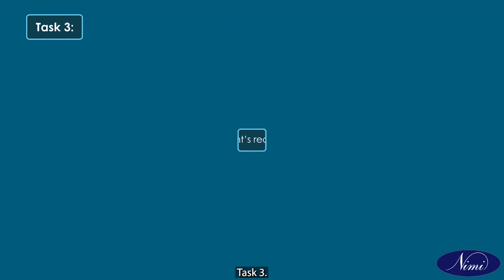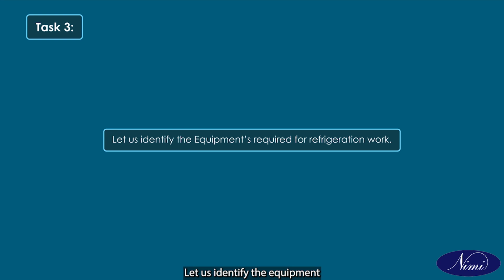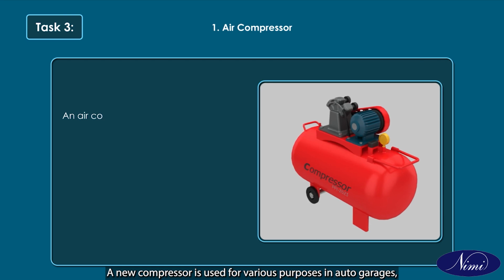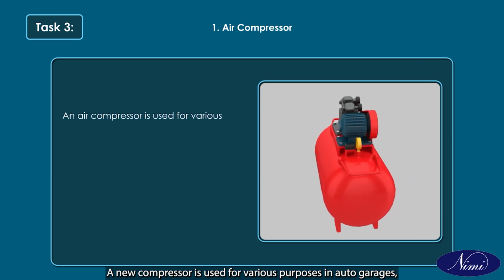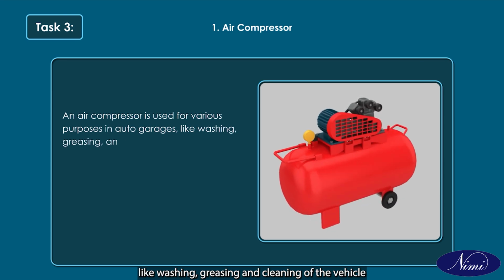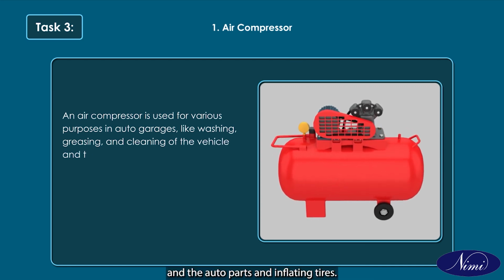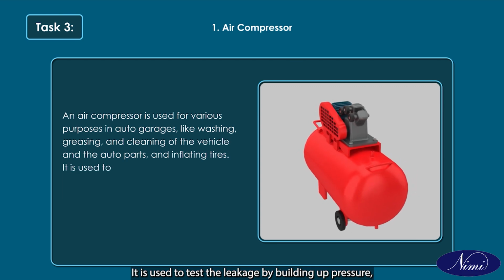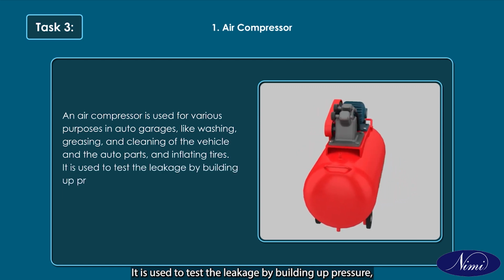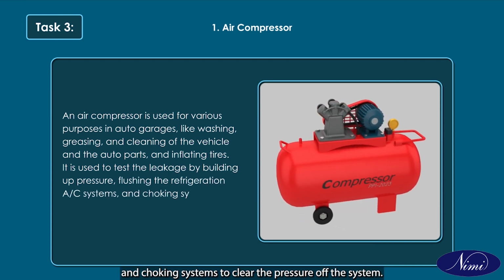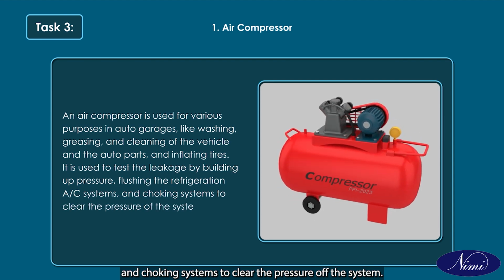Task 3. Let us identify the equipment required for refrigeration work. Number 1. Air compressor. An air compressor is used for various purposes in auto garages like washing, greasing and cleaning of the vehicle and the auto parts and inflating tires. It is used to test for leakage by building up pressure, flushing the refrigeration and AC systems, and choking systems to clear the pressure of the system.